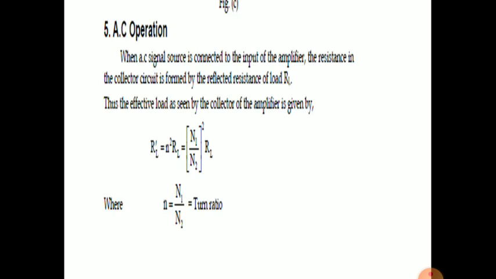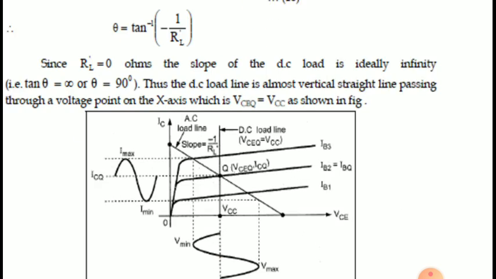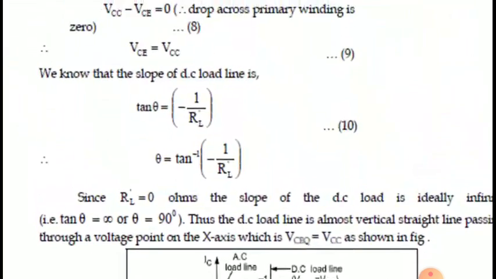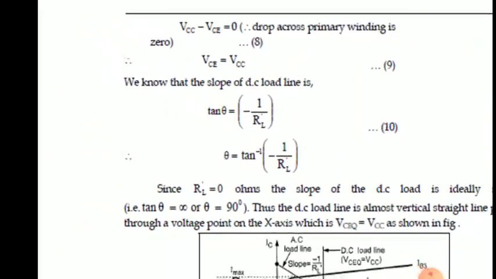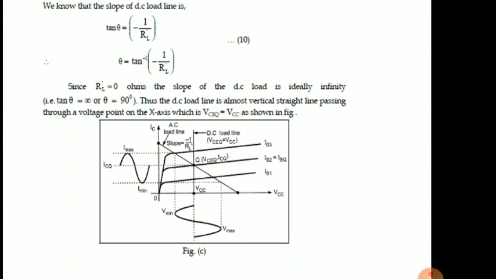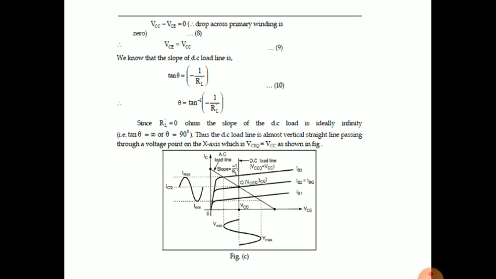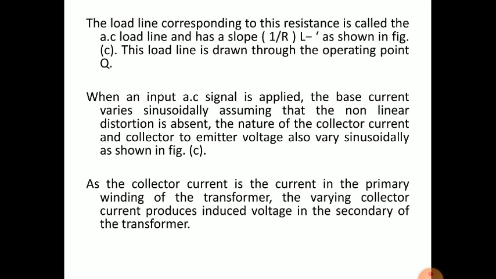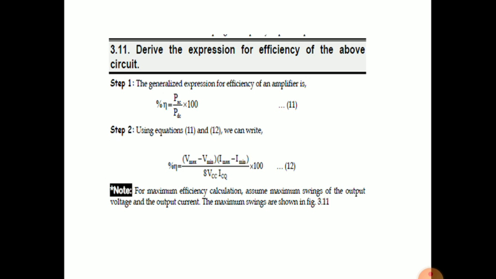Here observe, DC load line is passing through this vertical line, that is VCC, and we have selected the Q point as VCQ and ICQ. If we extend the AC load line with the slope minus 1 by RL, we get a point on the VCE, that is the x-axis, that is the 2 VCC point. From that simple term, we get an efficiency of 50%.